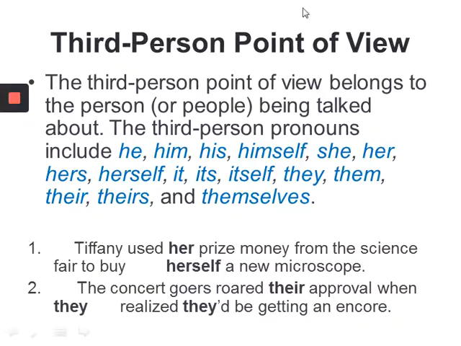Now we come to the third person point of view. The third person point of view belongs to the person or people being talked about. The third person pronouns include he, him, his, himself, she, her, hers, herself, it, its, itself, they, them, their, theirs, and themselves. Tiffany used her prize money from the science fair to buy herself a new microscope. The concertgoers roared their approval when they realized they'd be getting an encore.